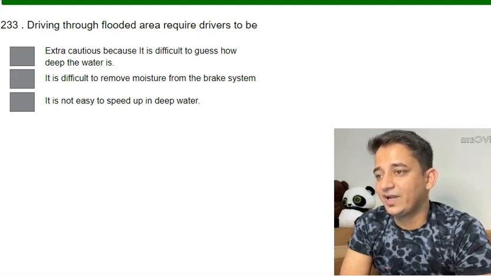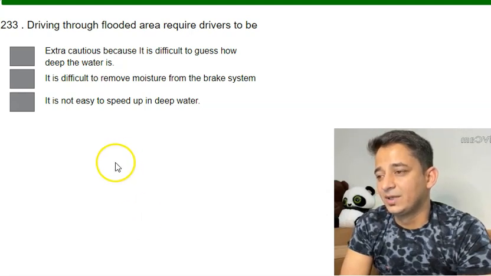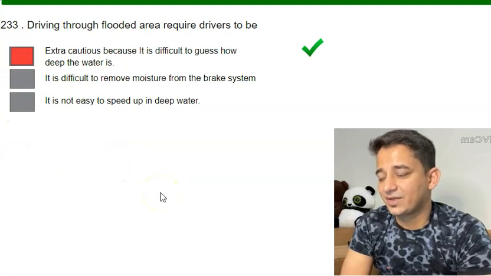Driving through a flooded area requires you to be extra cautious because it is difficult to guess how deep the water is, it is difficult to remove moisture from the brake system, or it is not easy to speed up in deep water. The right option is 1, because it's difficult to guess how deep the water is.